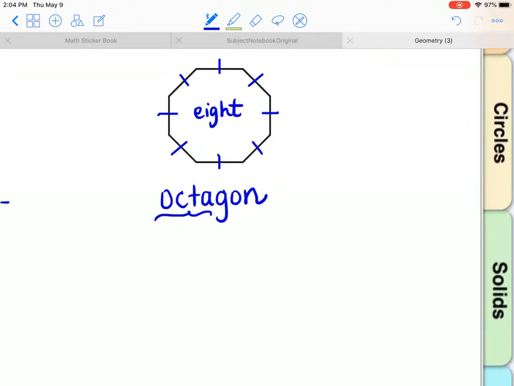Octa is 8. Like an octopus has 8 arms. If you play music, you may know that an octave has 8 notes on the piano or on any instrument. An octave is 8. So an octagon is an 8-sided polygon.